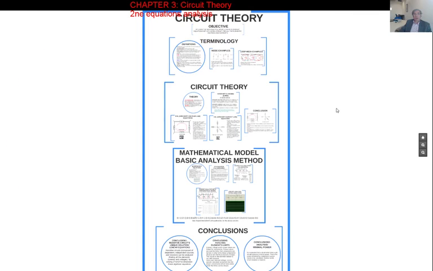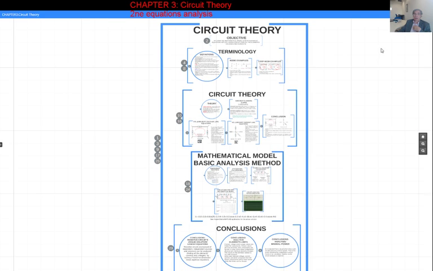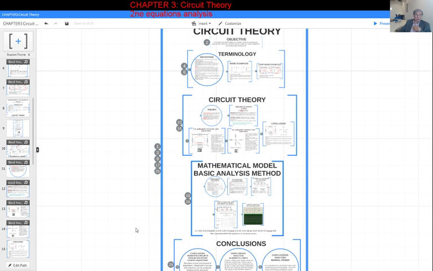So what we have done: we said our aim is circuit theory, and we explained the terminology. On the basis of this terminology, we explained what the circuit theory axioms are, Kirchhoff voltage law and Kirchhoff current law. By using the axioms, we are going to construct a mathematical model. That's the next video that we are going to see.